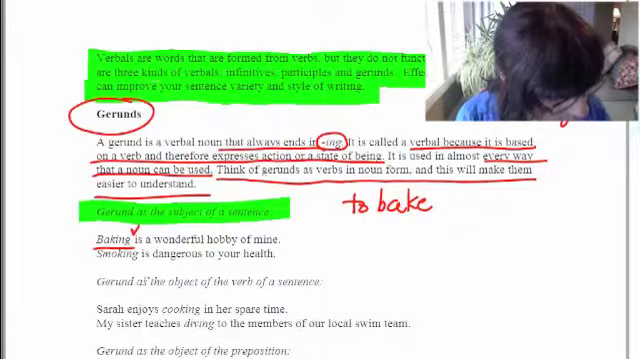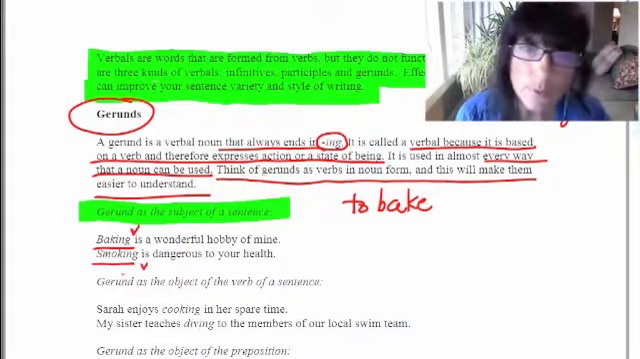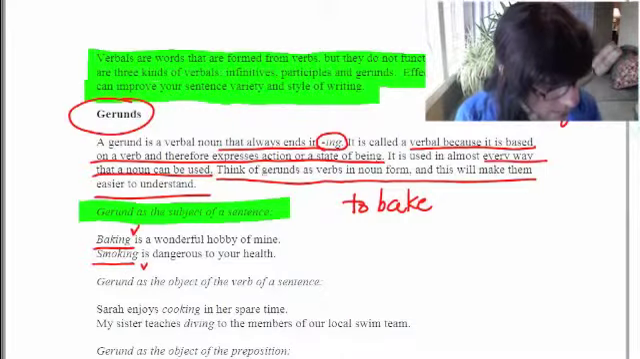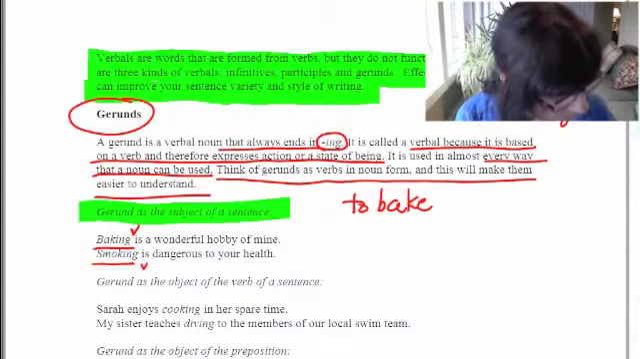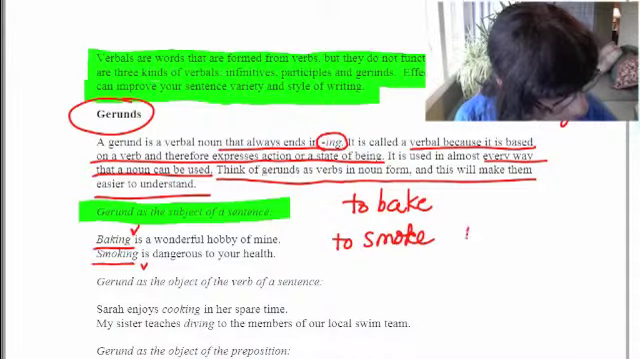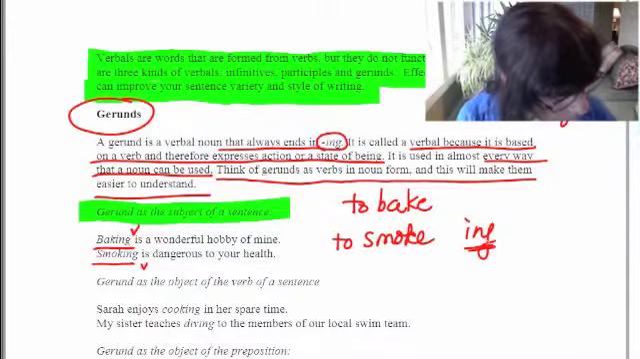Or in this example, smoking is dangerous to your health. Smoking is the subject, is is the verb, and you can see how you would think that smoking is the verb, but it isn't. It's used as the noun. It's the subject of the sentence. That's what's dangerous to your health, smoking. So although it comes from the verb to smoke, you're using the ing form of the verb, and now it's the subject of the sentence.